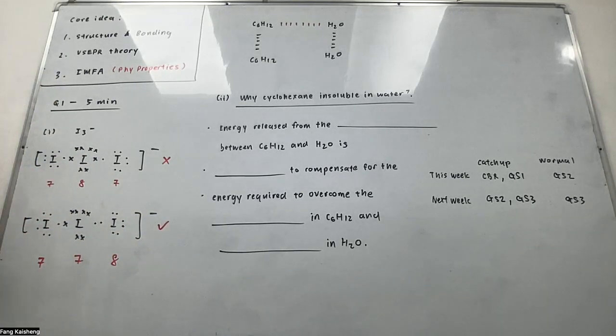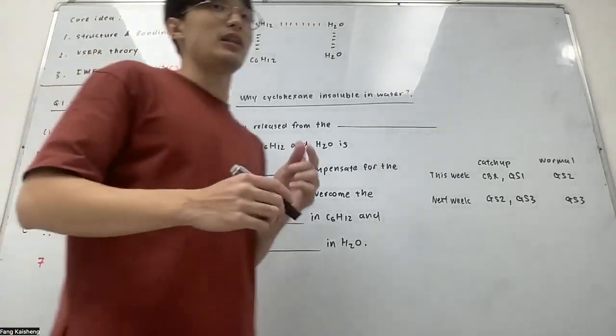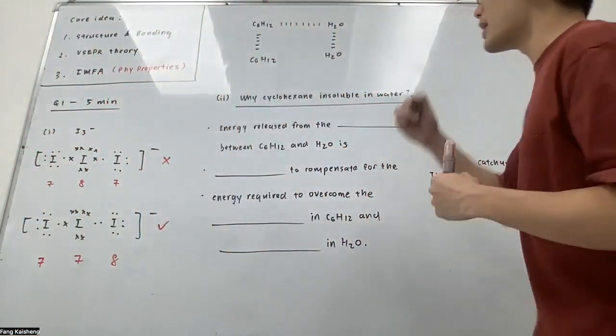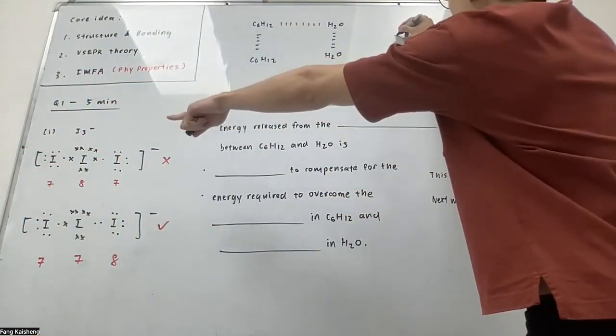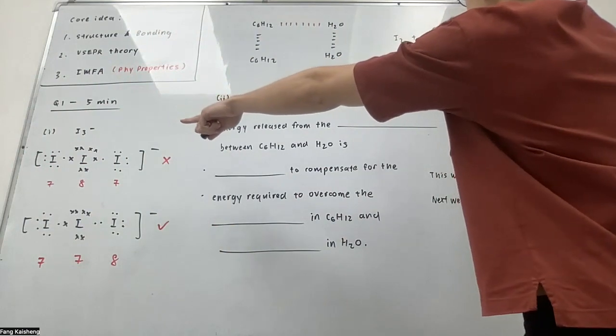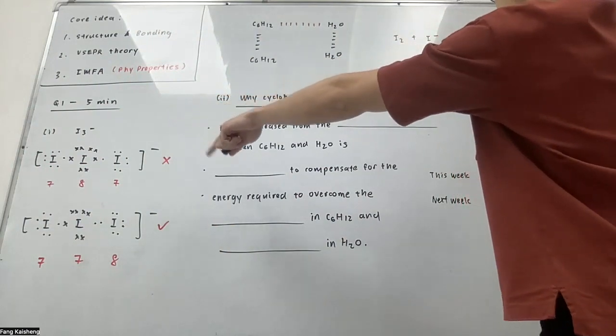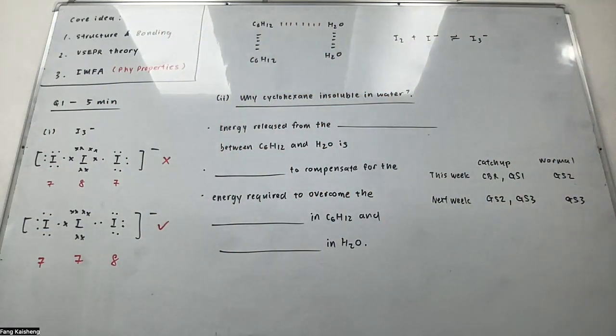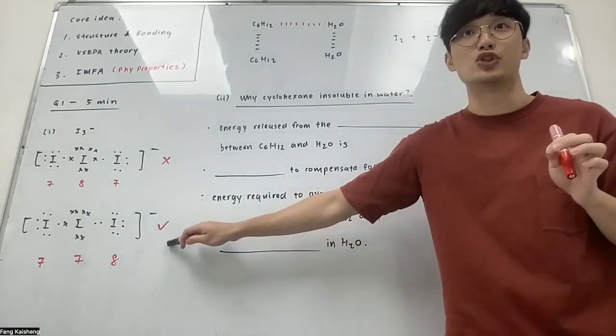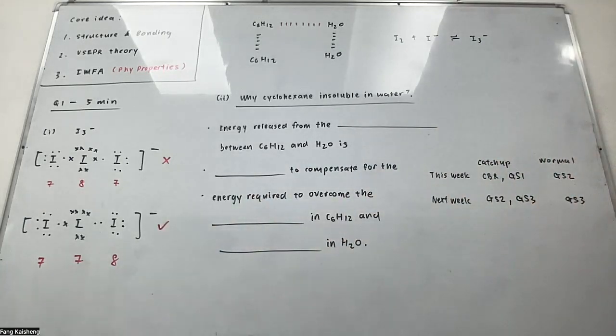Now, can someone tell me why the second answer is correct? First one is wrong. Let me show you guys a clue. The clue lies in the question. The question mentioned that in order to form I3 minus, I2 reacts with I minus to form I3 minus. Can someone now tell me why it is only possible for you to form the second version? Can someone see why already?